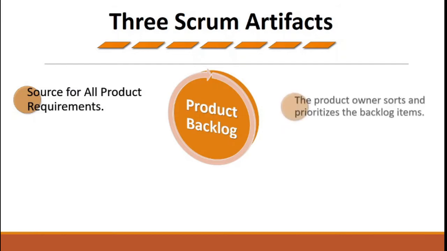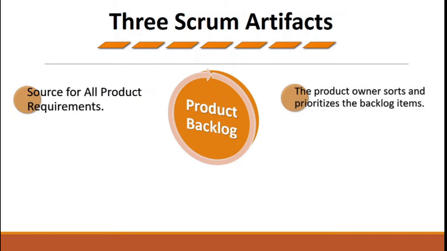And the second property of the product backlog says that the product owner sorts and prioritizes the product backlog items, which means that once the product owner has registered all the requirements of the project in the product backlog, this is the time when the product owner will first sort the product backlog, which means that against each requirement, the product owner will give a unique identification, so that each requirement will be identified against this number, and this will be sorted based upon either ascending or descending order. And then the product owner will prioritize the product backlog items.